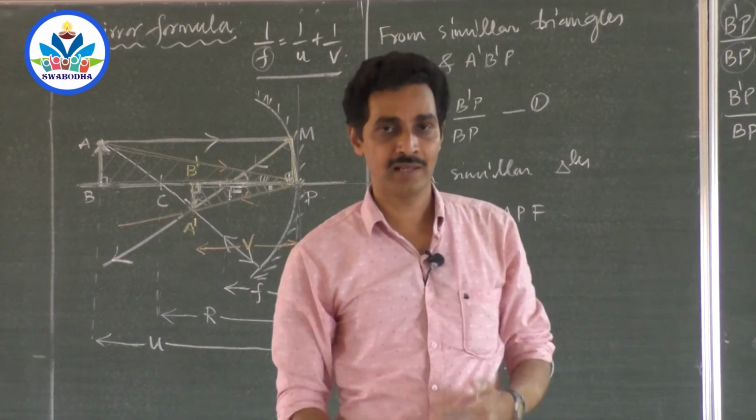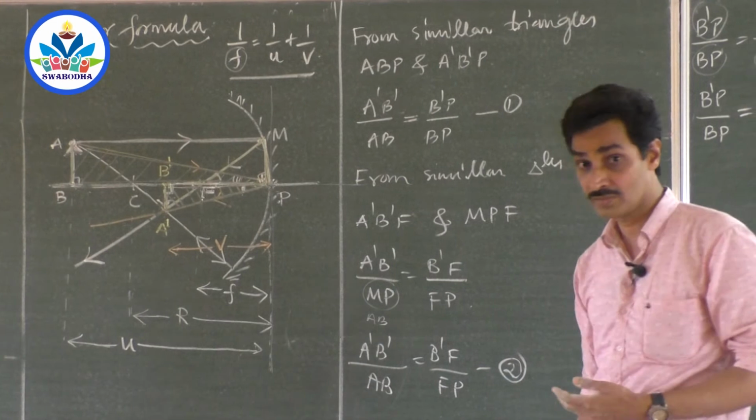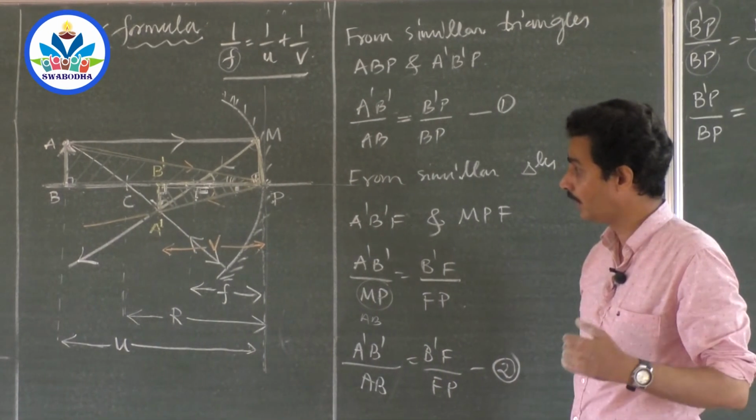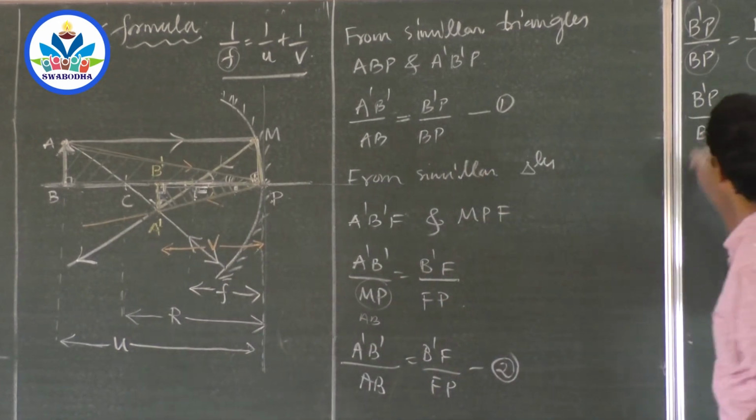You have to follow sign conventions. When you substitute the object distance, you have to follow the sign convention, because object distance is not a simple distance. It is the distance from the pole to the object. But BP is only a geometrical distance. So I will substitute all the values now.